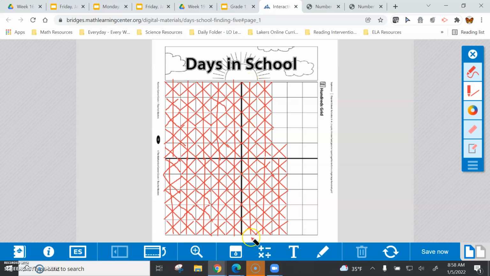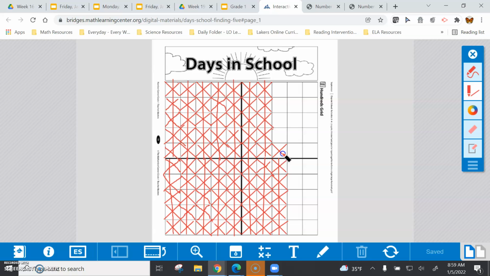Another group of 10 is 60. Another group of 10 is 70, 75, 76. I'm showing this to you because I want you to think about ways to quickly figure out how many we have taken care of. I'm going to challenge you though. If we have been in school 76 days, how many more days will we need to be in school to make it to the number 80?